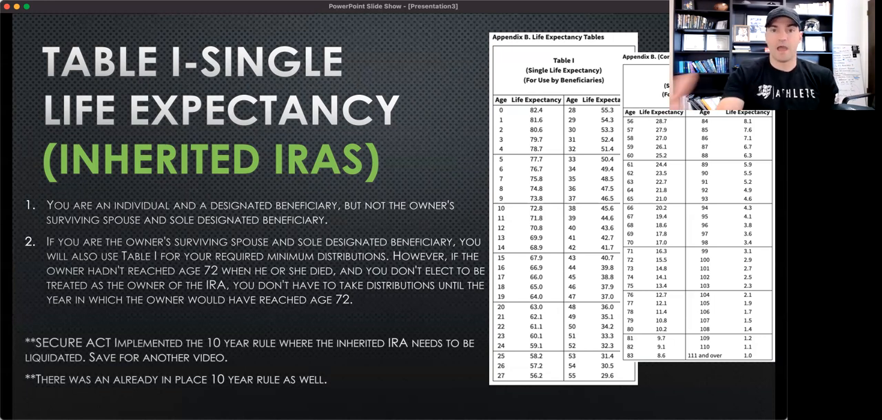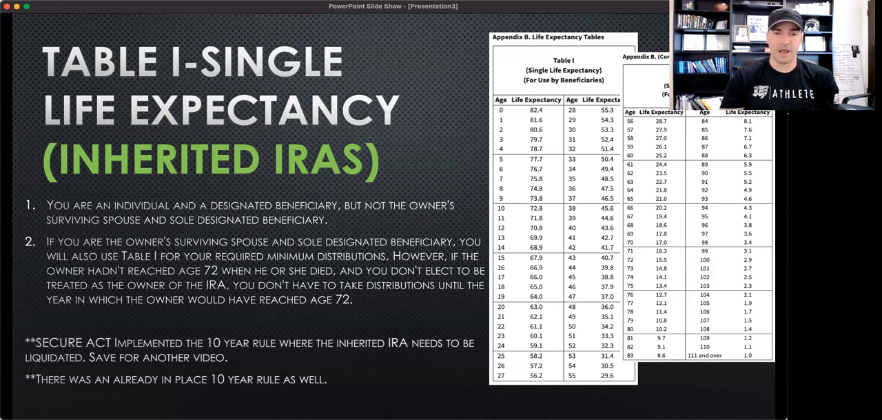So in theory, if that was to go into an inherited IRA, just as an example, you don't elect to be treated as the owner. Husband passed away, wife passed away, you're the beneficiary. You can either assume that the IRA becomes yours, but you don't have to do that. The other option is you can put it in an inherited IRA. You do not have to take distributions until the year in which the owner would have reached age 72.